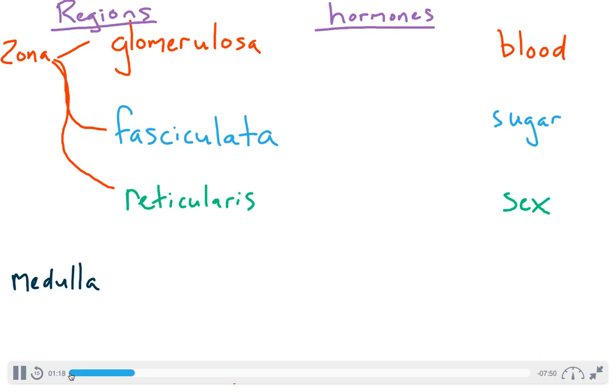And I think laying things out in this format may be useful. So with the zona glomerulosa, we'll start there first. There's a mnemonic that I like to use, and that's blood, sugar, sex, magic. This is kind of a fun one.